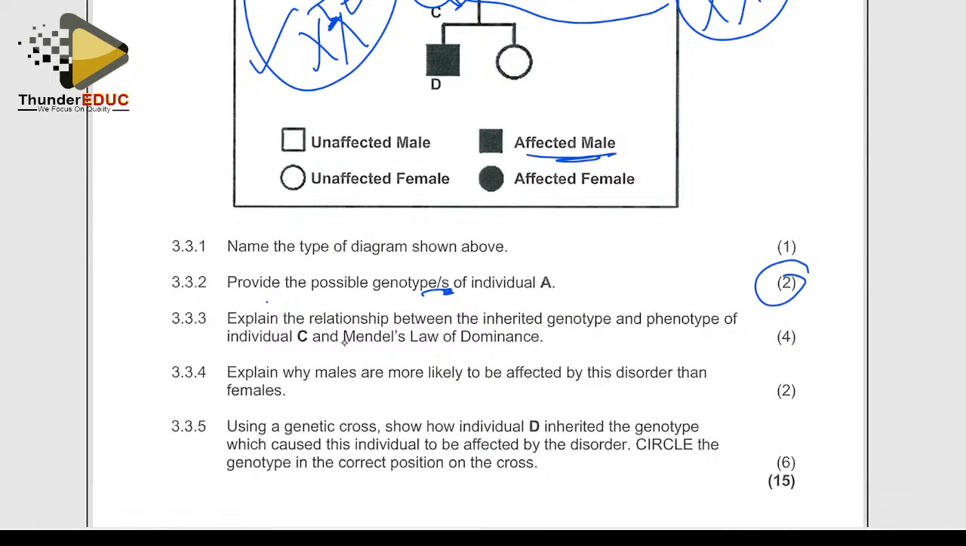Then they're saying explain the relationship between the inherited genotype and phenotype of individual C and Mendel's law of dominance. They wanted Mendel's law of dominance.